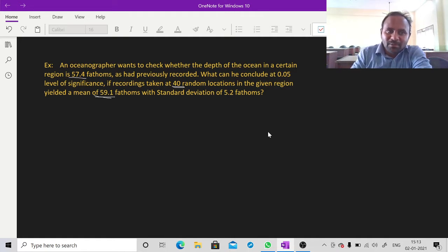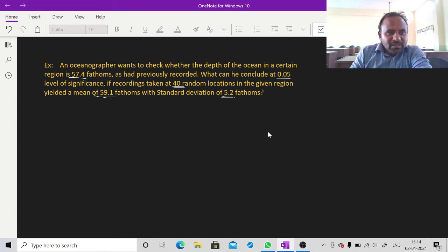So this is the sample mean using which you are taking a decision on whether the parameter 57.4 fathoms is correct or wrong, using this sample information. I also mentioned the standard deviation of the population is 5.2 fathoms. This is to be tested at the 0.05 level of significance. I mean, this is the probability that your test process may be wrong.